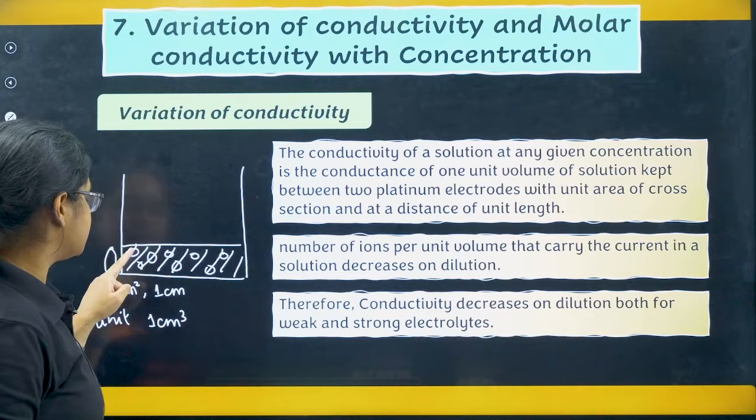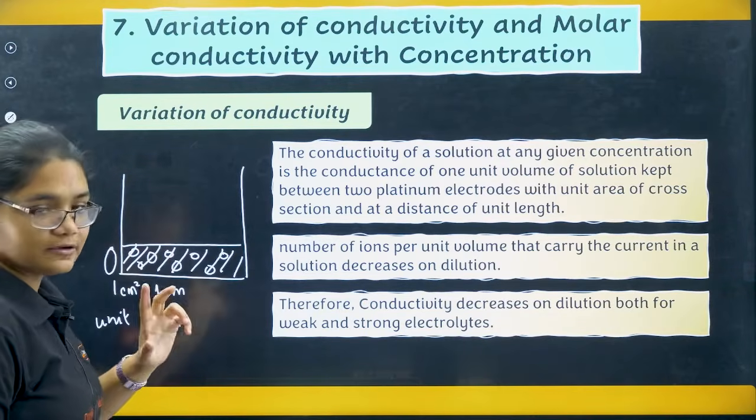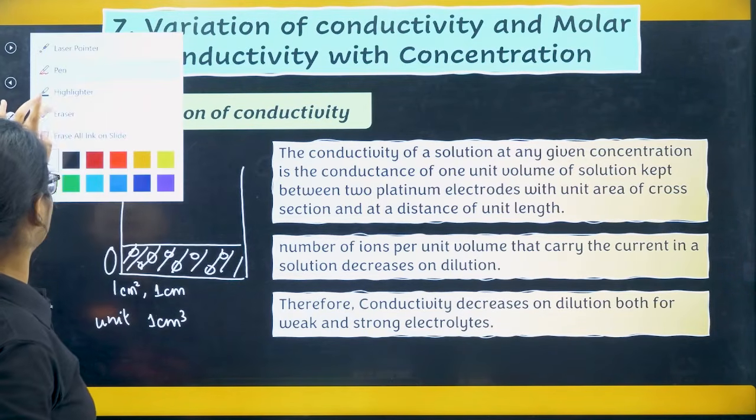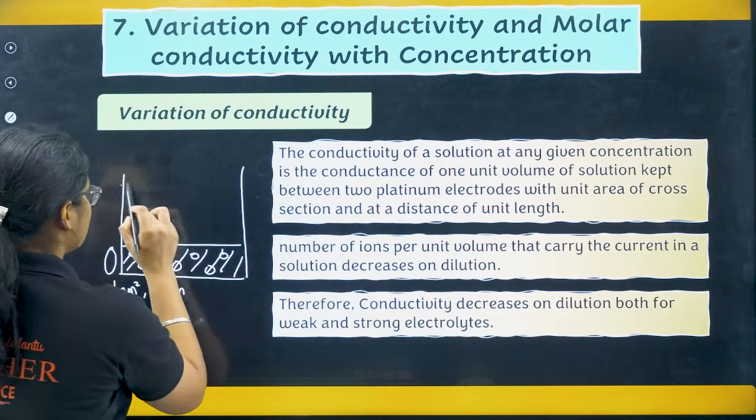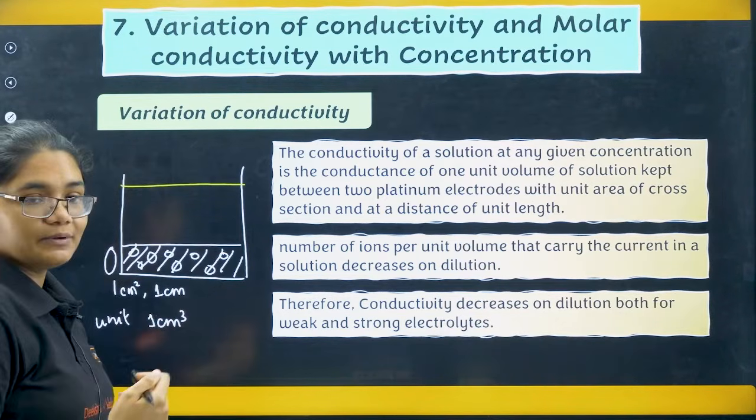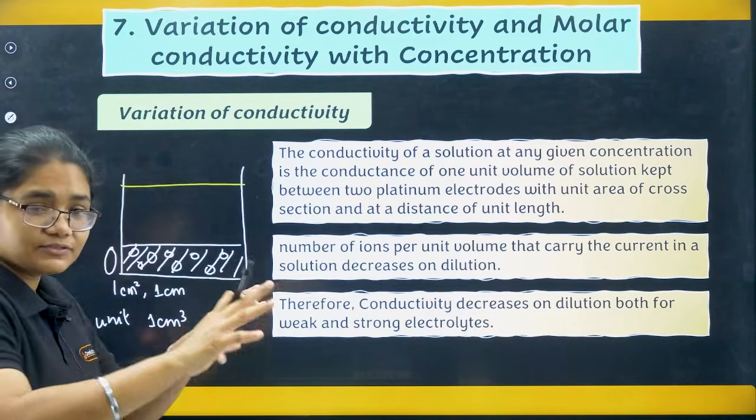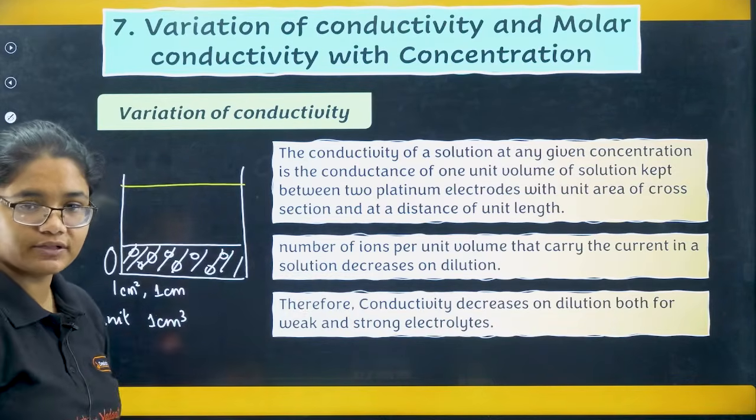Now how many ions are present? 1, 2, 3, 4, 5, 6, 7, 8. Now what happens? You diluted it. Okay, so I added more water to this one. So now what will happen? Ions will move faster, they will spread throughout the solution.